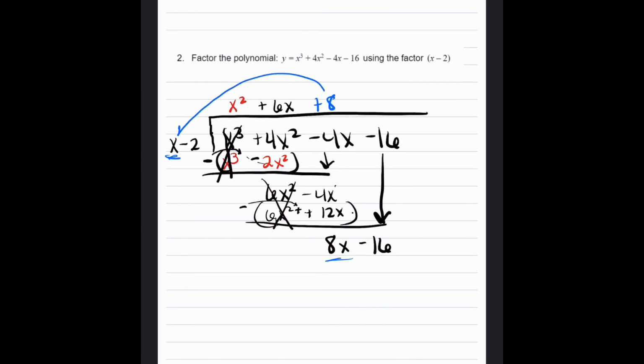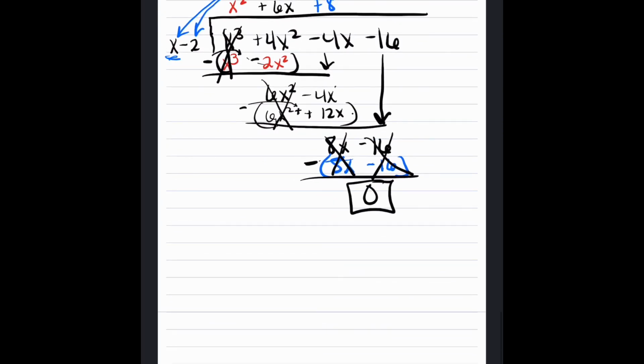So I have 8 times x is 8x. 8 times negative 2 is negative 16, and you could see these are matching up. When I subtract them, 8x minus 8x cancels. Negative 16 minus negative 16 also cancels. So we have that remainder of 0, which is what we wanted.